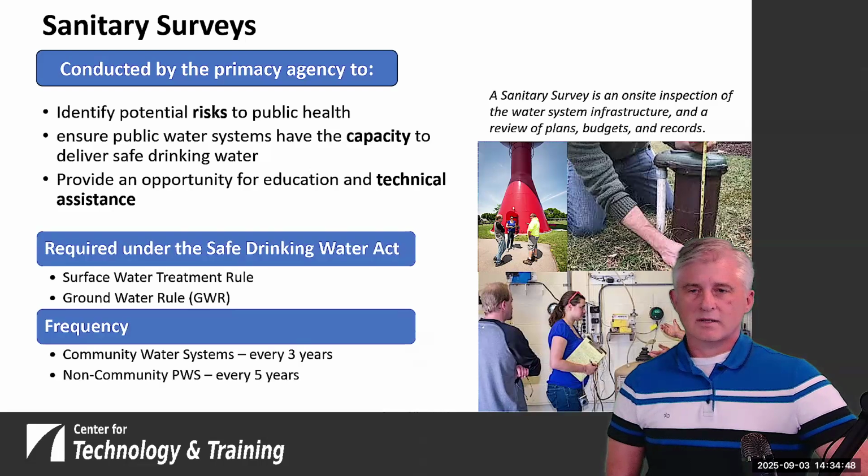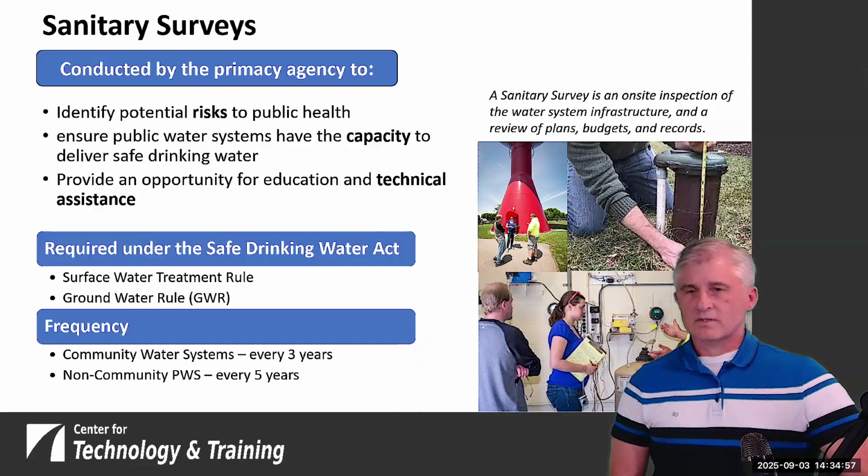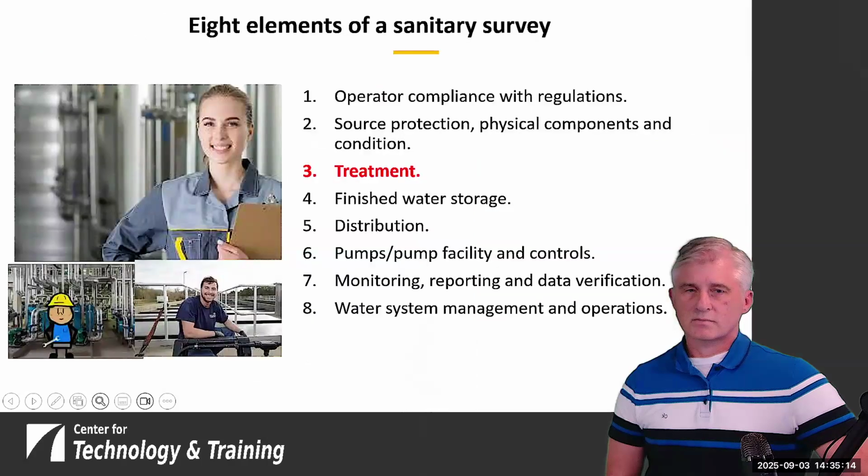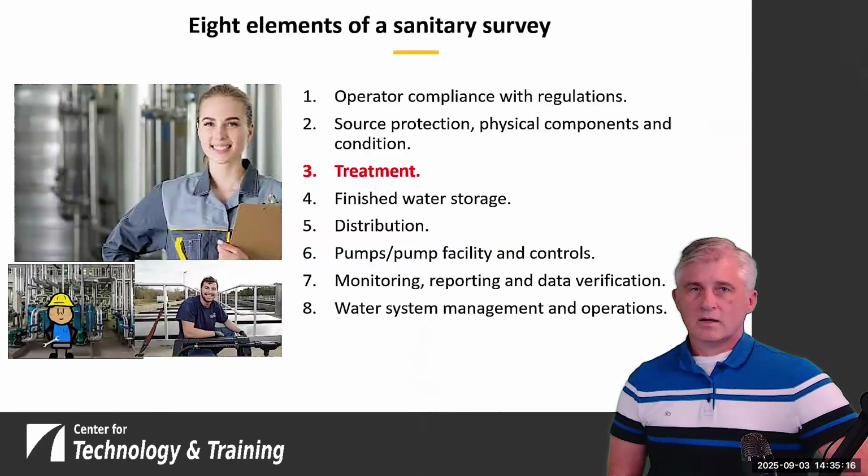You would expect that they're going to look at the entire plant and want to review all sorts of documents. So the sanitary surveys are required for surface water treatment plants under the Surface Water Treatment Rule and for groundwater systems under the Groundwater Rule. As I said, they're every 3 years. Non-community water supplies can be up to every 5 years. And then, treatment is one of the elements of a sanitary survey.